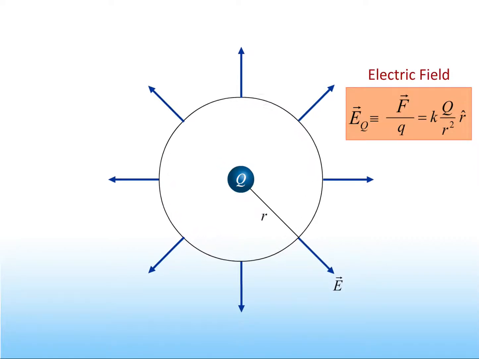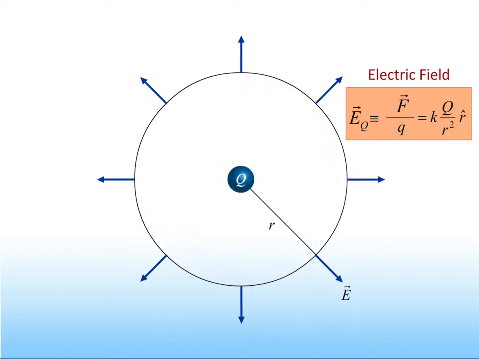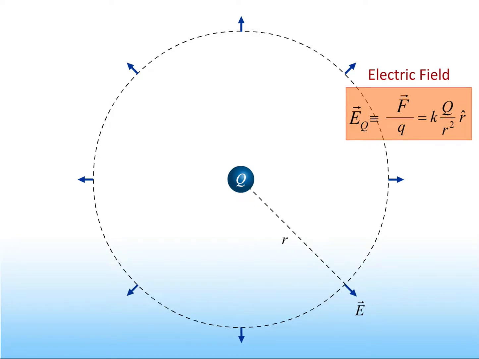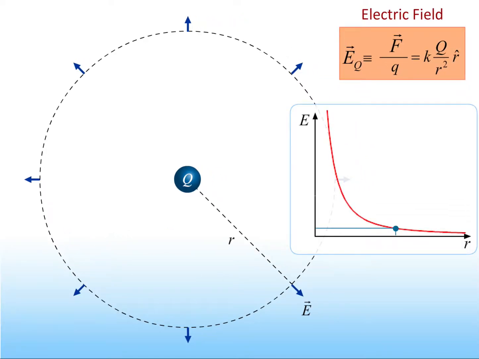As we now move further away from Q, the magnitude of the electric field will decrease, since the Coulomb force is inversely proportional to the square of the distance from Q. We now plot E, the magnitude of the electric field produced by Q, as a function of r, the distance from Q, i.e., for every value of r on the horizontal axis, the corresponding value of E is plotted vertically above it.